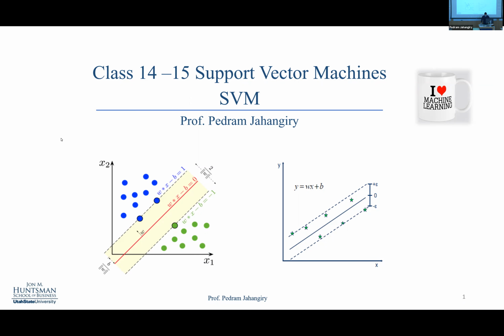Okay, so let's talk about the big picture first. On the left, we have support vector machine as a classifier, and on the right, we have support vector machine as a regression, or as a regressor. So as you can see, it can be used both for classification and regression. This is one advantage of it.